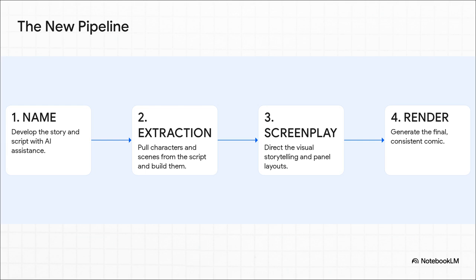Step 1, you develop the name. That's a Japanese manga term for the rough draft or storyboard. You work with AI to get your script just right. Then the system automatically pulls the key characters and locations from your script and you build them out. Only after that's done do you move to the screenplay phase, where you direct your shots panel by panel. And finally, you render. It's a workflow that finally puts the storyteller back in charge.